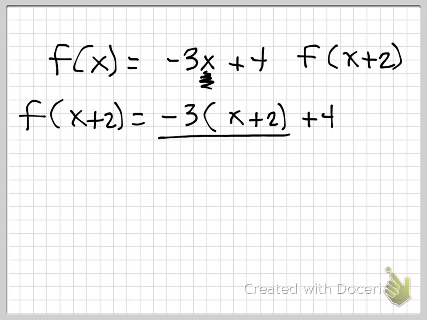So this is the distributive property. So I take negative 3 times my x, which is negative 3x. And then I take negative 3 times positive 2, which gives me negative 6.